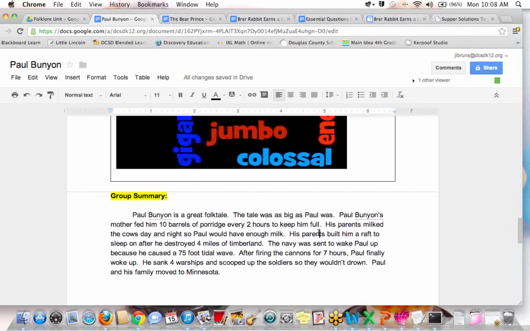Paul Bunyan's mother fed him 10 barrels of porridge every 2 hours to keep him full. His parents milked cows day and night so Paul would have enough milk. His parents built him a raft to sleep on after he destroyed 4 miles of timber yard. The Navy was sent to wake Paul up because he caused a 75-foot tidal wave. After firing the cannons for 7 hours, Paul finally woke up. He sank 4 warships and scooped up soldiers so they wouldn't drown. Paul and his family moved to Minnesota.